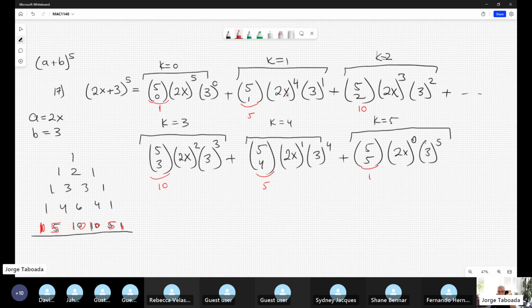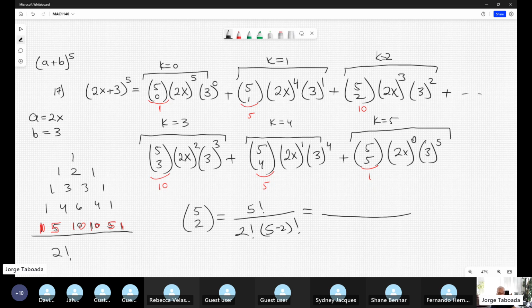Let me prove it. Suppose this 10, or this 10. Suppose I don't use Pascal's triangle and want to compute by hand or calculator, either way, the combinatorial number 5 choose 2. I don't remember Pascal's triangle very well, so I use the formula: 5 factorial divided by 2 factorial times 5 minus 2 factorial. Do you remember factorial, guys? 2 factorial is 2 times 1. 3 factorial is 3 times 2 times 1, and so on.